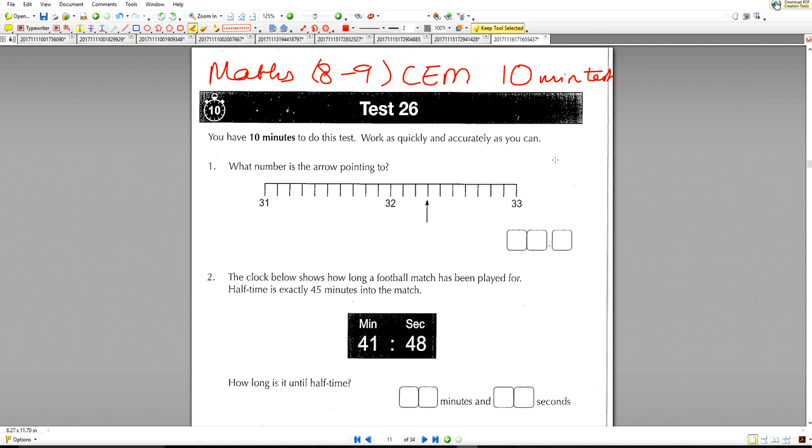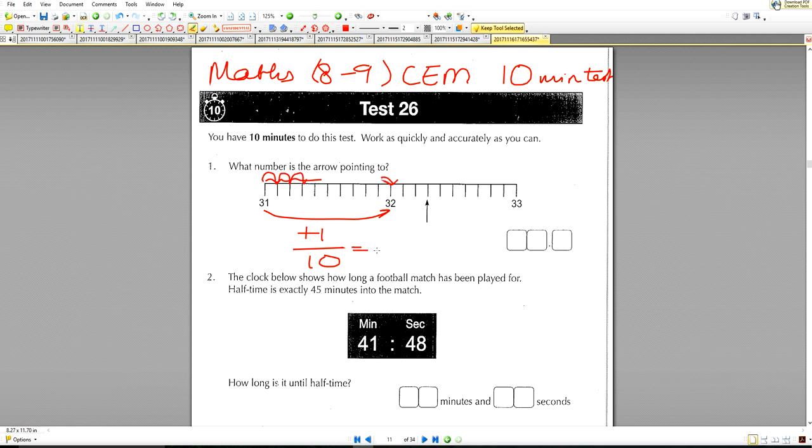Okay, question number 1. What number is the arrow pointing to? Before we work out the number the arrow is pointing to, we need to work out the scale. So it's going from 31 to 32, so we are going up by 1. But if you count the number of individual jumps, we have 10 jumps. So we have 1, 2, 3, and going all the way up to here, and you reach 10 jumps.